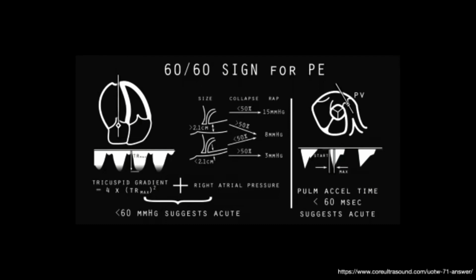And then you add your CVP to that, which may be 5, 7, sometimes even lower. So your total net pressure is less than 60. When it comes to the pulmonary artery acceleration time, it's done by a technique called pulse wave Doppler.